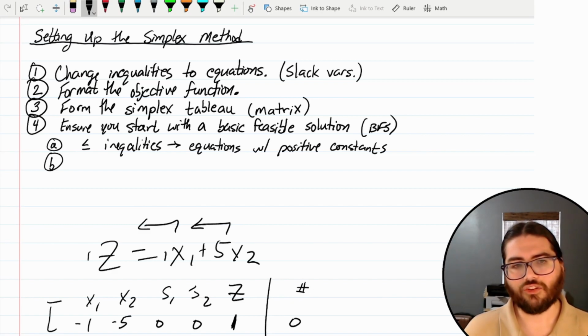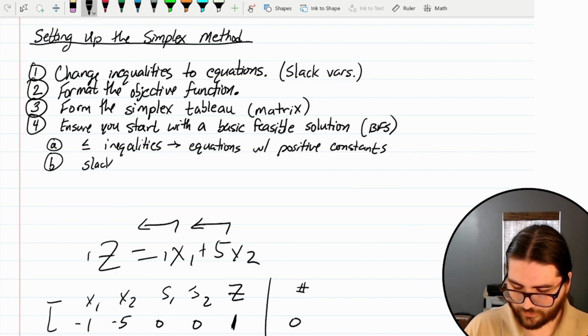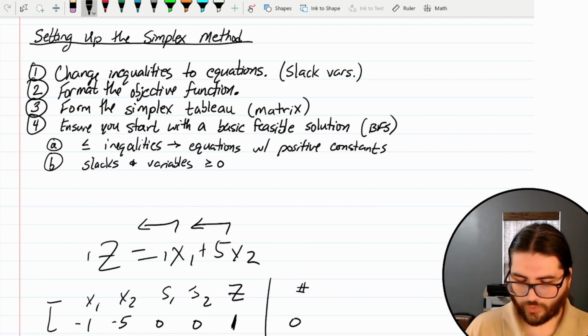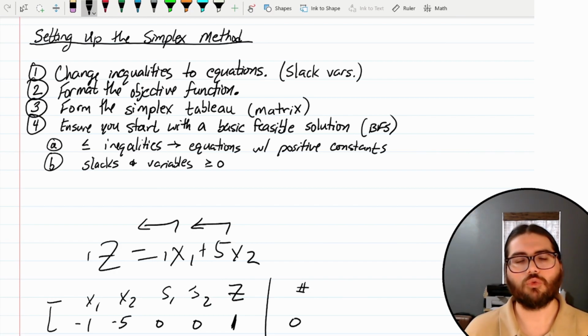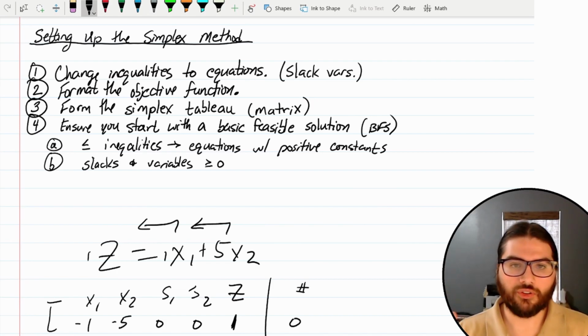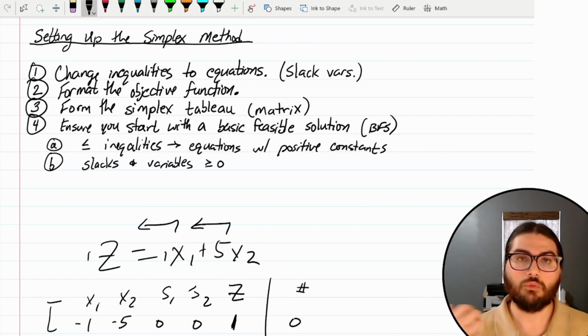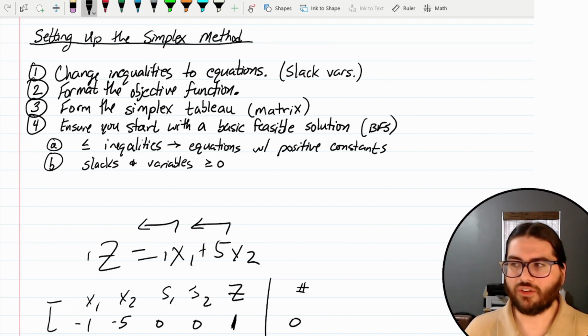So we have equations with positive constants, and all of my slacks and all of my variables are greater than or equal to 0. Because remember, my variables shouldn't be less than 0. Right? Most of the time, those were reality variables anyway. And my slacks can't be less than 0 because, again, that would represent a greater than type inequality. We're not dealing with that this week. So we'll guarantee that we start with a basic feasible solution.